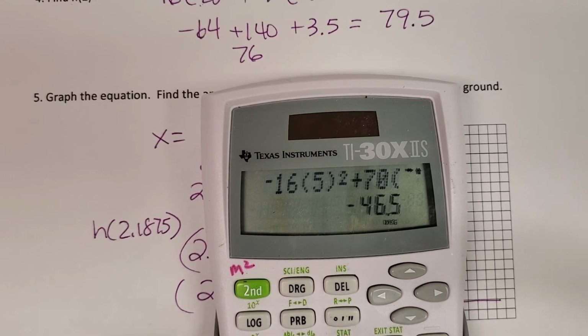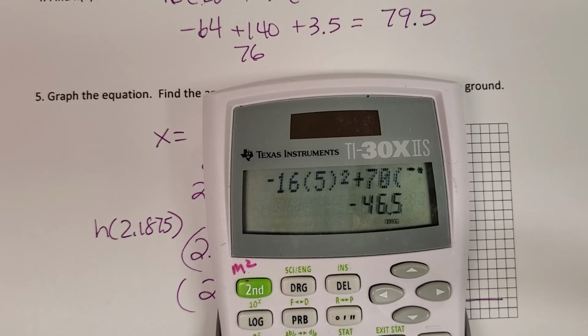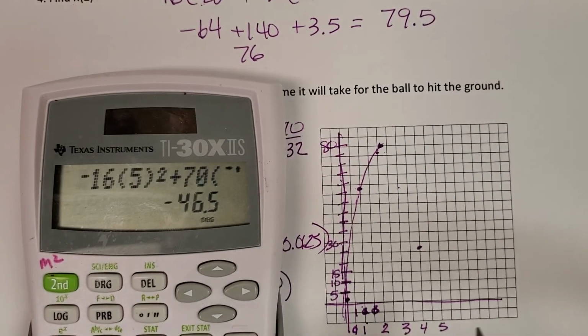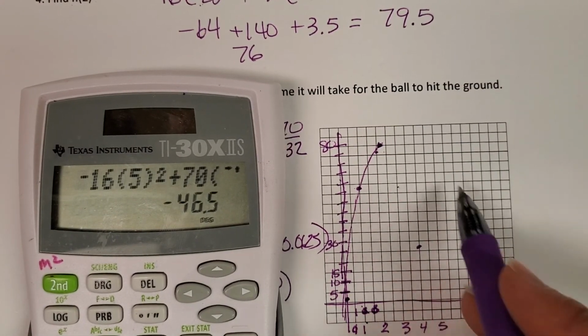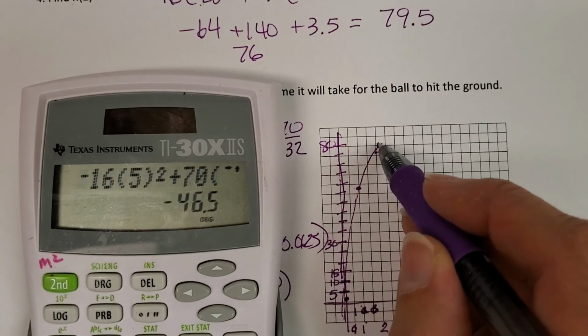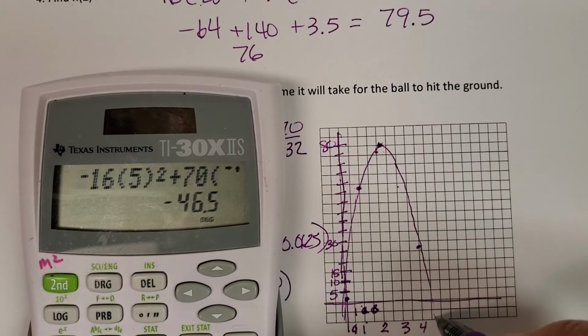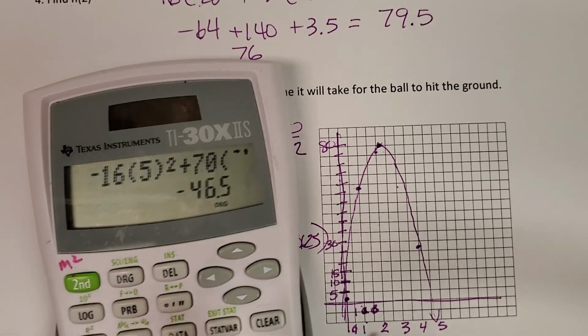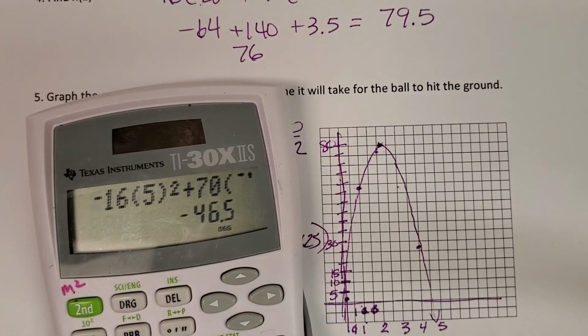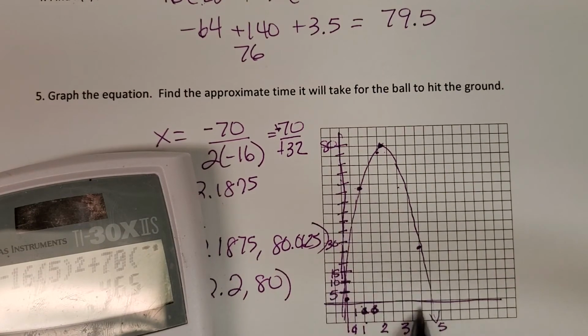Well, remember, this is our formula for height. The ball can't be negative 46 feet. That means somewhere between 4 and 5 seconds it actually hit the ground. Now, if you graph this using technology, you would find that exact place where it hit the ground, but we just know that it's going to be somewhere between there. And you could keep playing with that, 4.5, and keep going on for quite a while. But this is our picture.